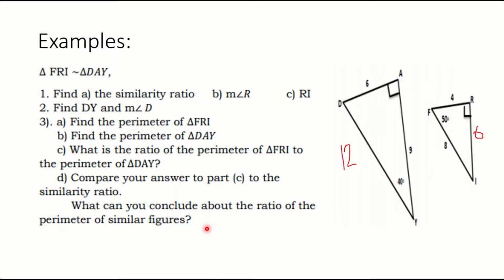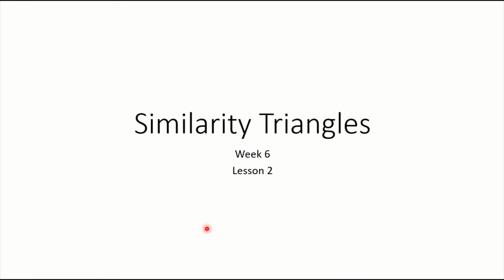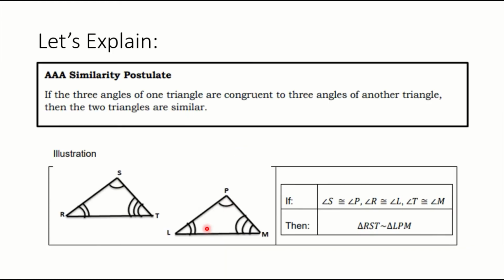So we're done with similar figures. So let's begin with similarity triangles. Let's explain the AAA similarity postulate, or the angle similarity postulate. If the three angles of one triangle are congruent to three angles of another triangle, then the two triangles are similar. So RST and LPM are our two given triangles.